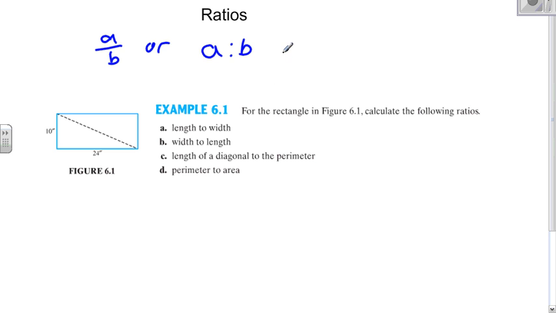Or you could say a to b with the word "to". Or it could be written, it's basically still a fraction, but like this. It's just a comparison of two numbers. So for example, we're going to be comparing the length and width and diagonal and perimeter and area.